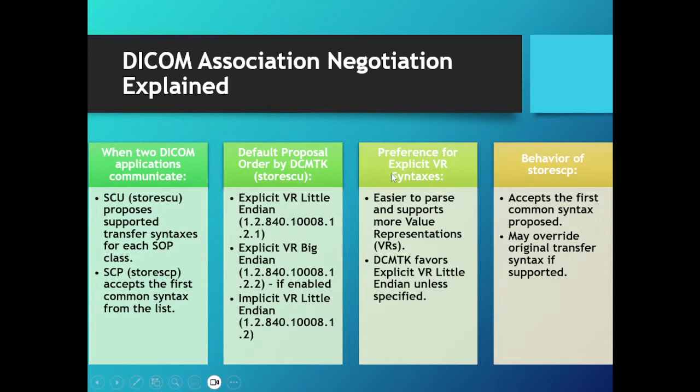So the reason storescp and storescu prefer explicit VR is because, remember, the VR is an additional tag element, so that makes it easier to parse and supports more value representations. So it increases the readability across different systems. That's why it is preferred. And DCMTK favors explicit VR Little Endian unless specified otherwise.